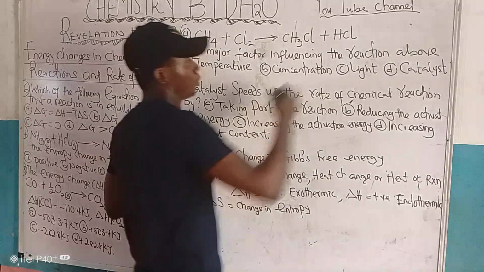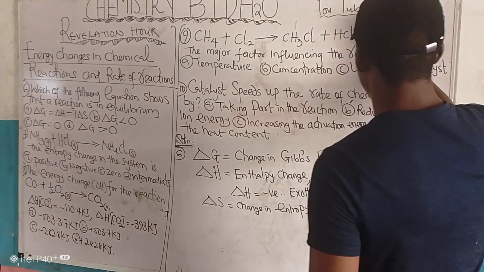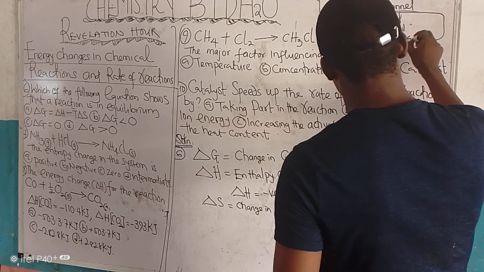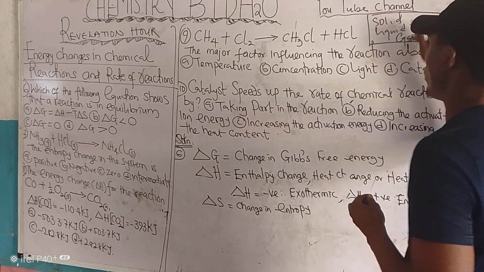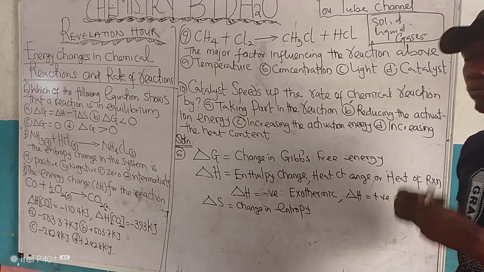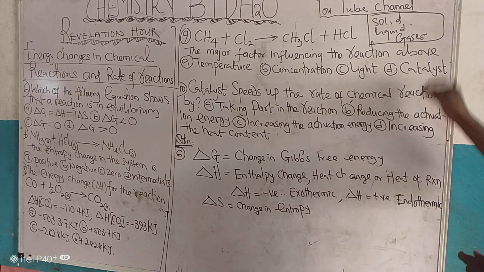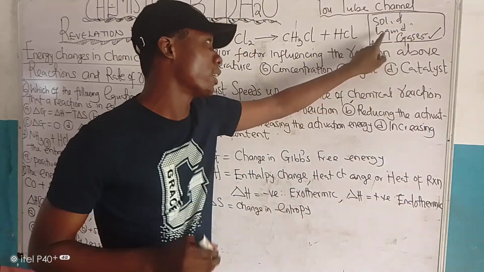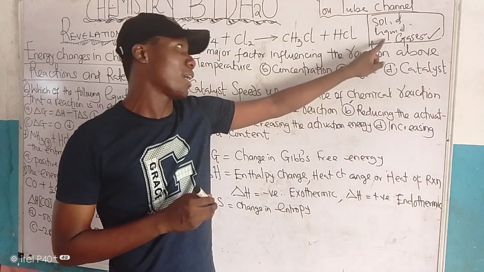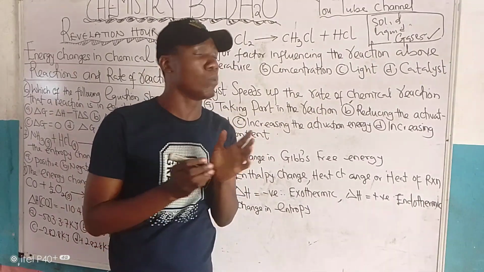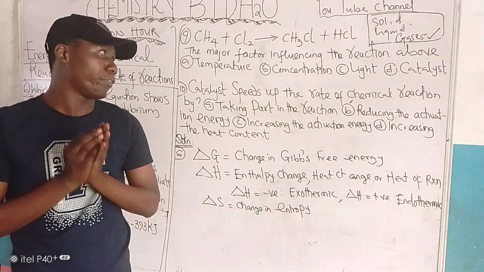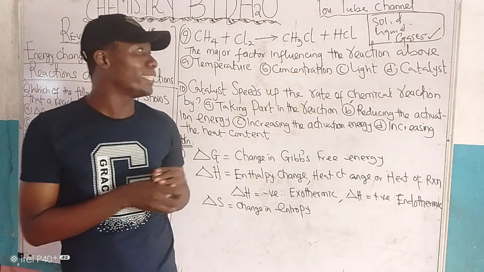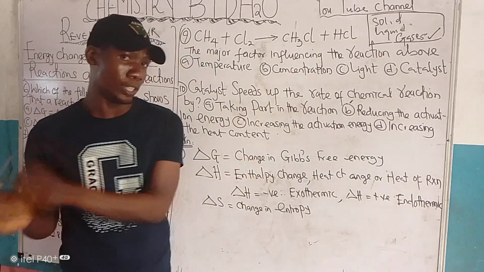If I write for you, class, this word: solid, liquid, and gases, and then I give you a simple question, which of these three states of matter is most disordered? The answer is what? Gases. Gases are more disordered than liquids, while liquids are more disordered than solids. Remember that the molecules of a solid vibrate about a fixed position, but gases move randomly, colliding with themselves and with the walls of the container.